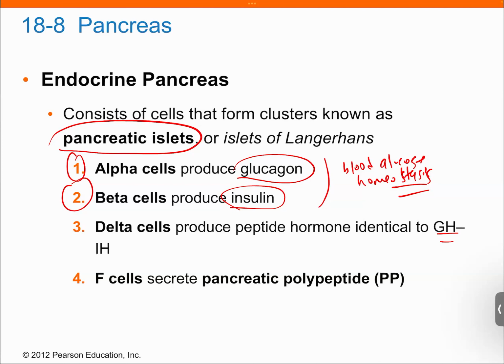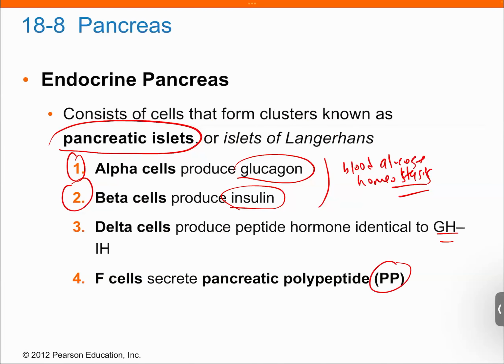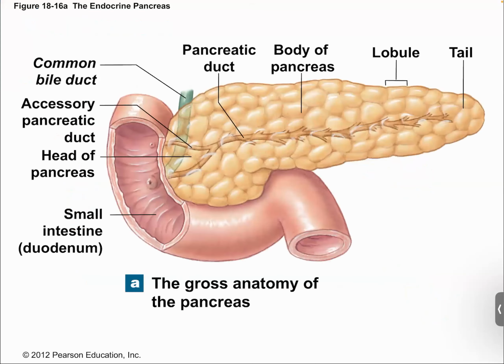And then, of course, there's F cells, which will make pancreatic polypeptide, which has a role in digestion. And so we'll take a look at this in the digestive side of things. So that's why I said most of our attention is going to be on the alpha cells and the beta cells. So it's kind of what it looks like.